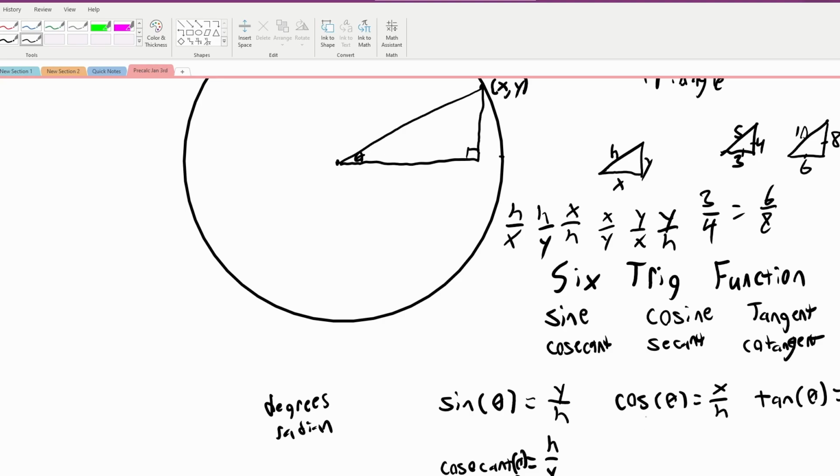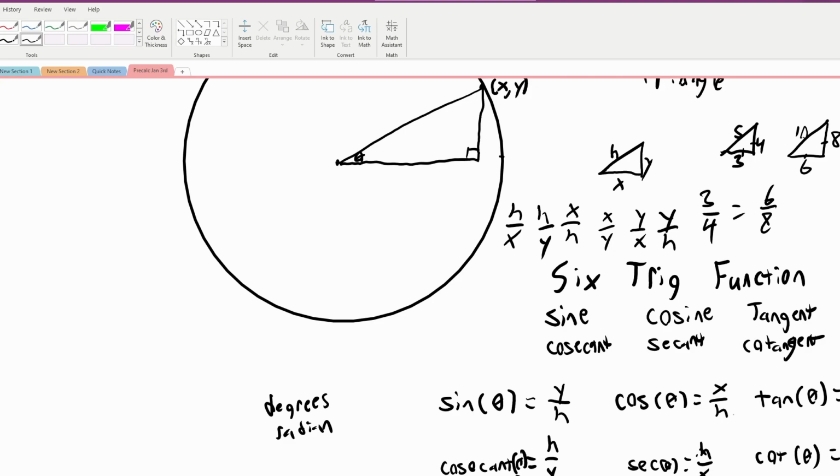The reciprocal of cosine is going to be hypotenuse over your x coordinate, and that's going to be written as secant. And then finally, cotangent will be written as COT, and this is going to be x over y. So these are just the reciprocals of the three base functions that we've learned before.